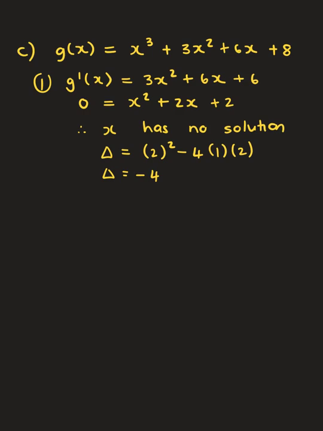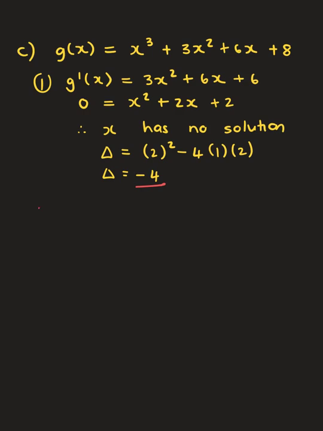Okay, but it did say show. So you have to do some work, right? You can't just be like, no solution. Okay, substantiate your answer. All right. So like here you could say, since the discriminant is negative, you can't solve for x.